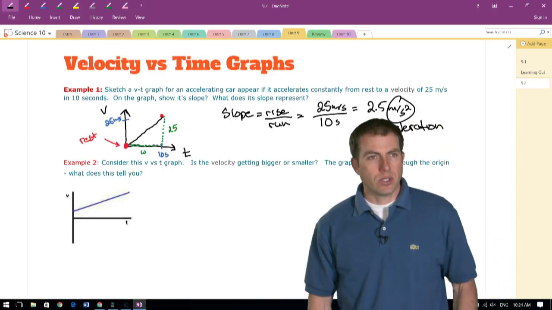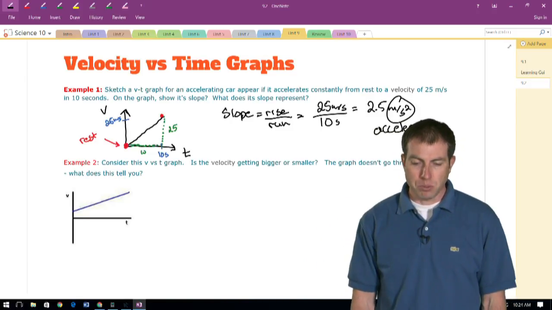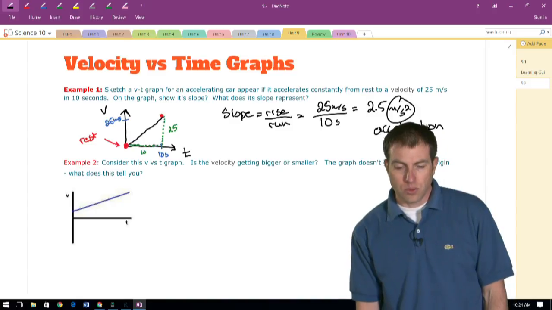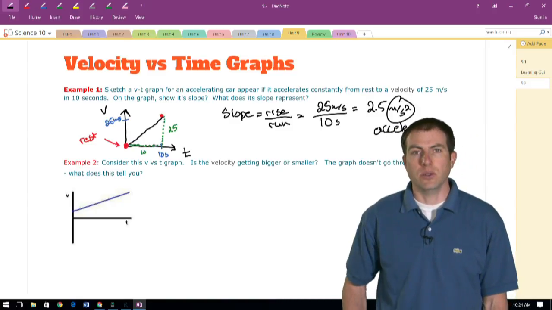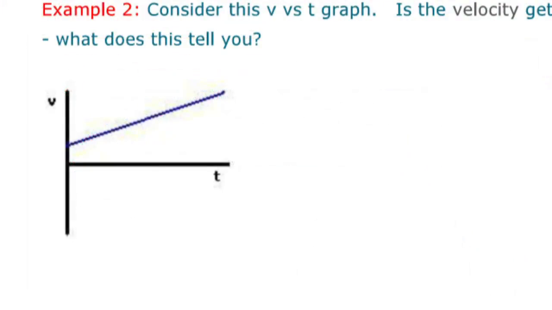All right, example number 2. Consider this velocity time graph. Is the velocity getting bigger or smaller? The graph doesn't go through the origin. What does that tell you? All right, what do we think? Is the velocity increasing or decreasing here? Again, there's no numbers. We can put numbers on here. I'm going to put some just imaginary numbers. That's 0, make that 10. This will be, I don't know, what's that looking like, 3? Definitely increasing.